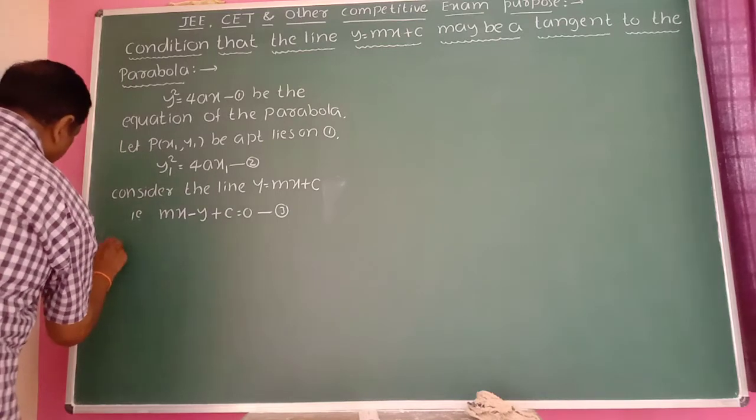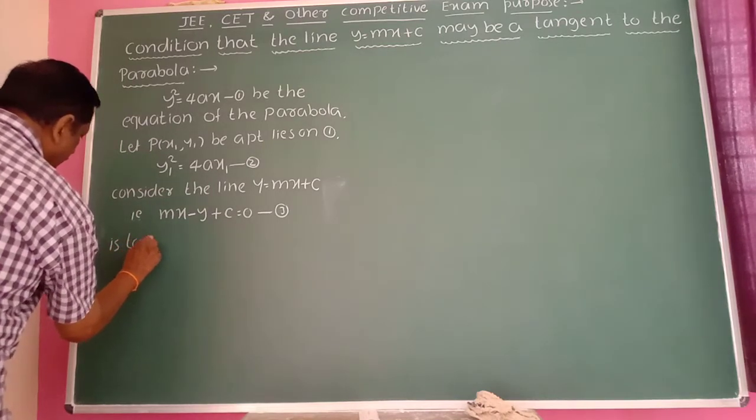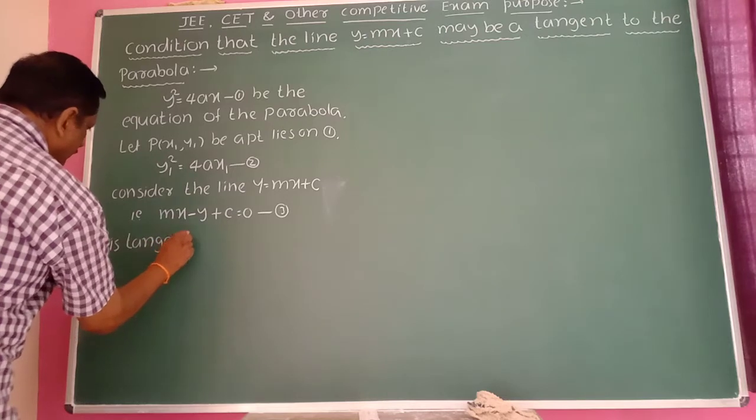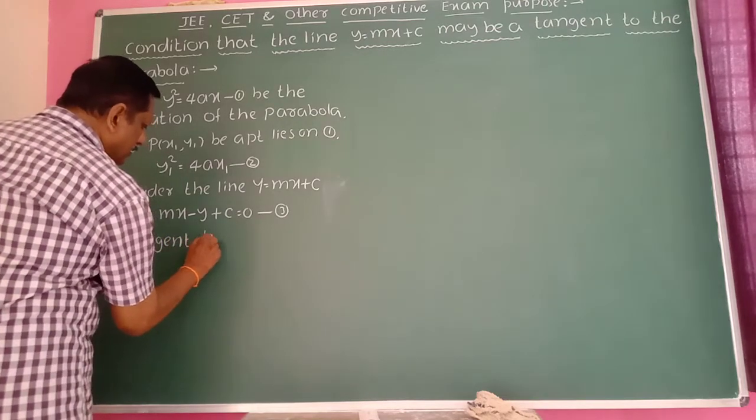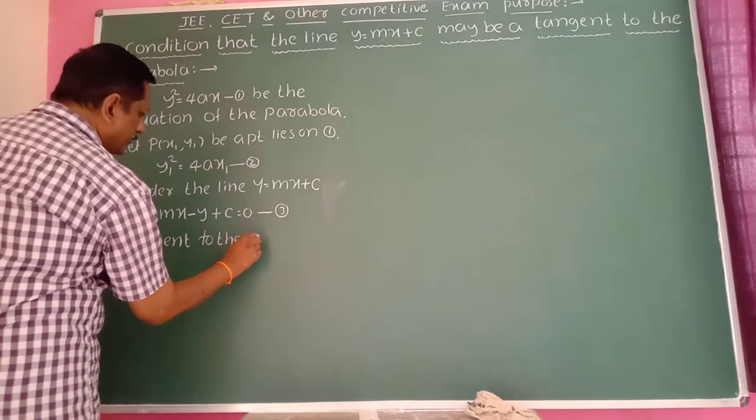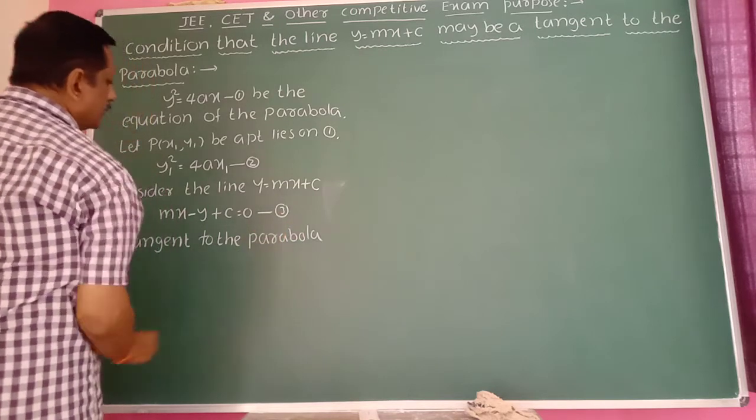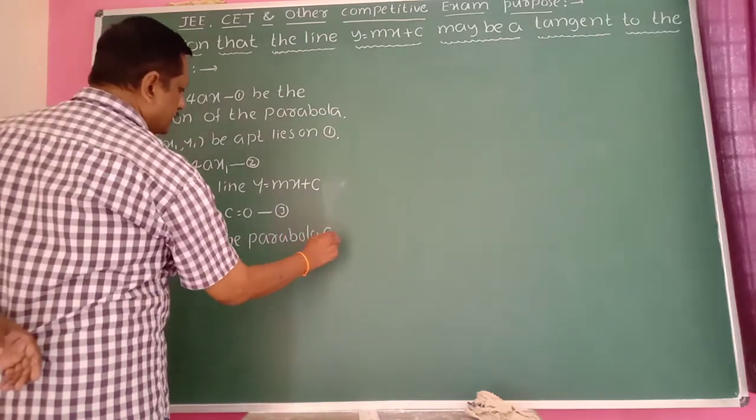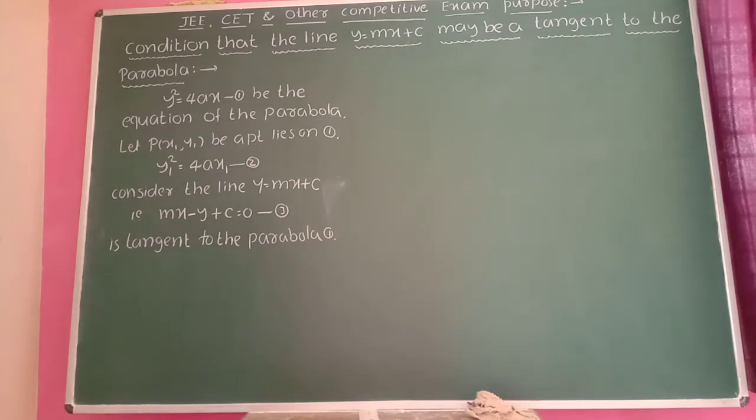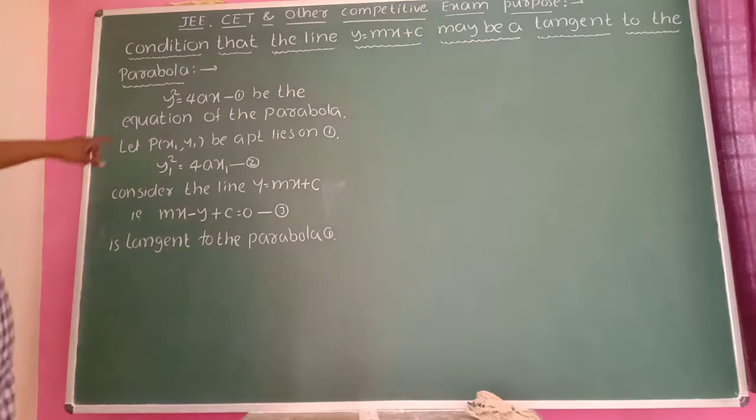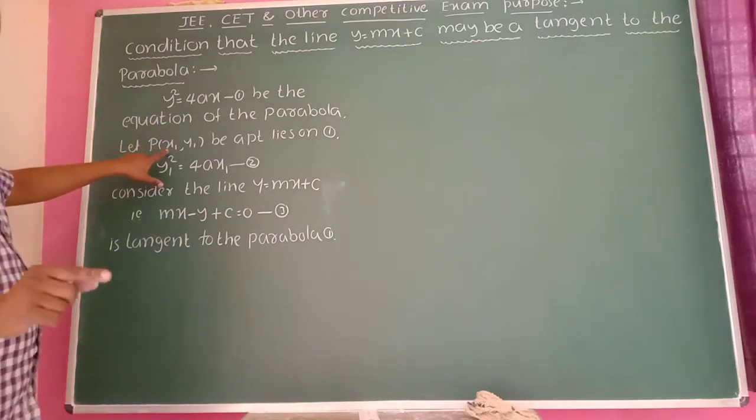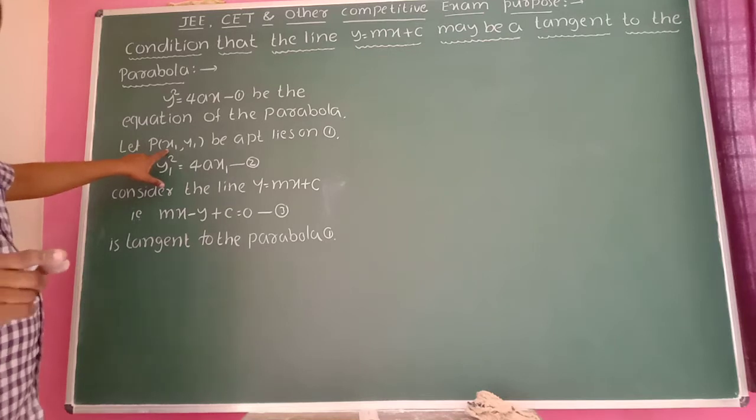Is the tangent to the parabola 1 here. Consider the line y equal to mx plus c, or mx minus y plus c equal to 0, is a tangent to the parabola. But we know that the equation of tangent to the parabola at x1 y1 is y1 equal to 2a into x plus x1. We have to prove this here.